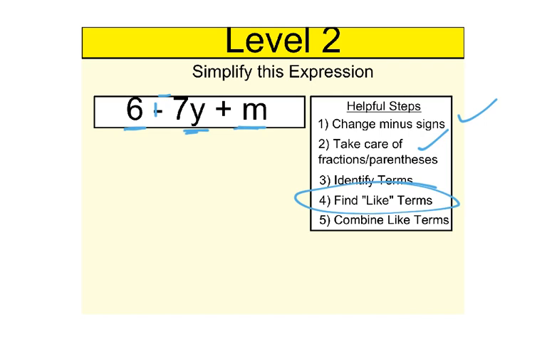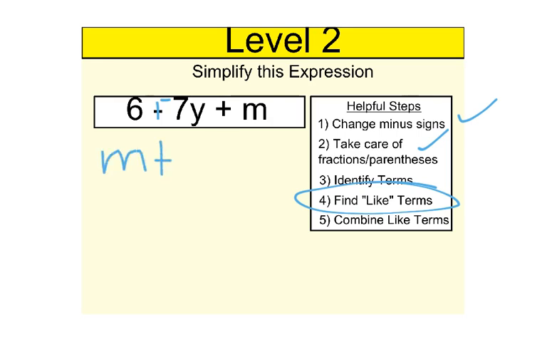So what am I going to do? Well, I'm just going to rewrite the problem, but in order. So I'm going to put that back in there like I had. Okay, so when I rewrite the problem, I need to do my best answer, which is in alphabetical order. So if I do alphabetical order, I'm going to start with my m.